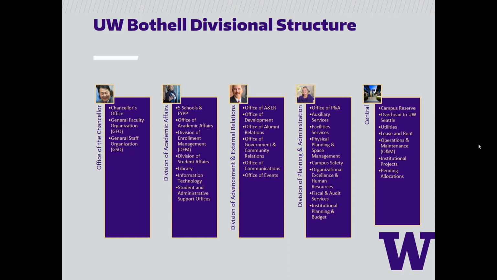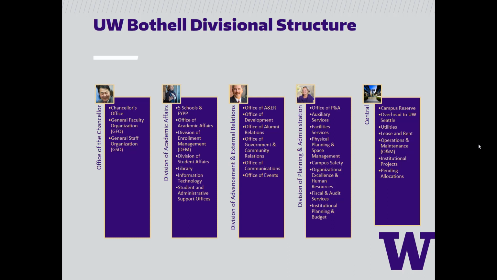Within the Division of Academic Affairs, led by Vice Chancellor Jeffords, you will find the 5 schools and the first-year pre-majors program, the Office of Academic Affairs, the Division of Enrollment Management, the Division of Student Affairs, Library, the Information Technology, and various student and administrative support offices. Within the Division of Advancement and External Relations, you will find the Office of Advancement and External Relations, the Office of Development, the Office of Alumni Relations, Office of Government and Community Relations, Office of Communications, and Office of Events.